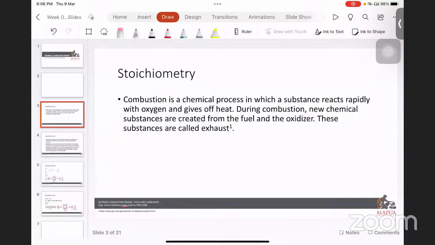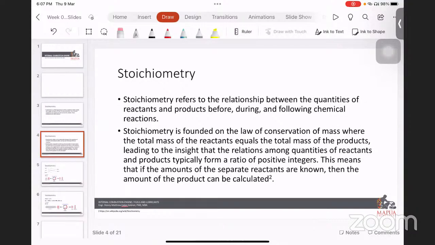Stoichiometry. Combustion is a chemical process in which a substance reacts rapidly with oxygen and gives off heat. During combustion, new chemical substances are created from the fuel and the oxidizer. These substances are called exhaust.